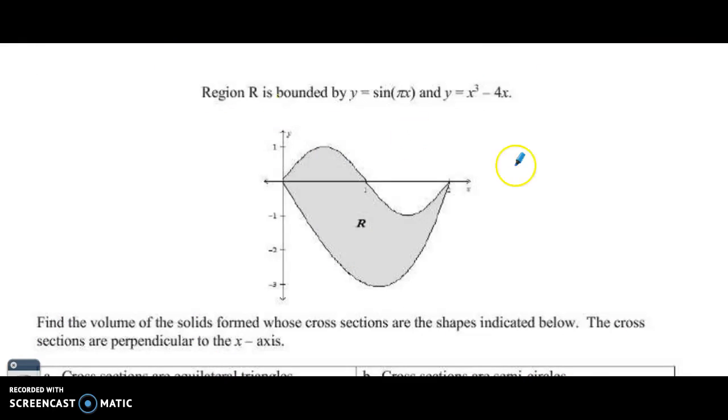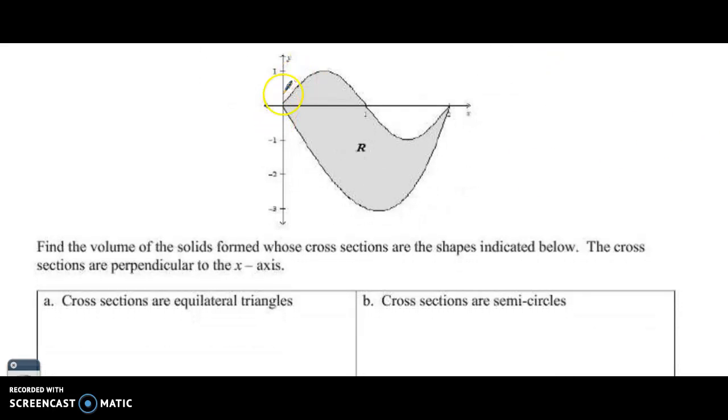But now we should be ready to answer a few questions. Yeah, so when you look at this, we've seen a problem like this before. Pretty clear that the points of intersection are 0 and 2. Notice the directions say perpendicular to the x-axis.